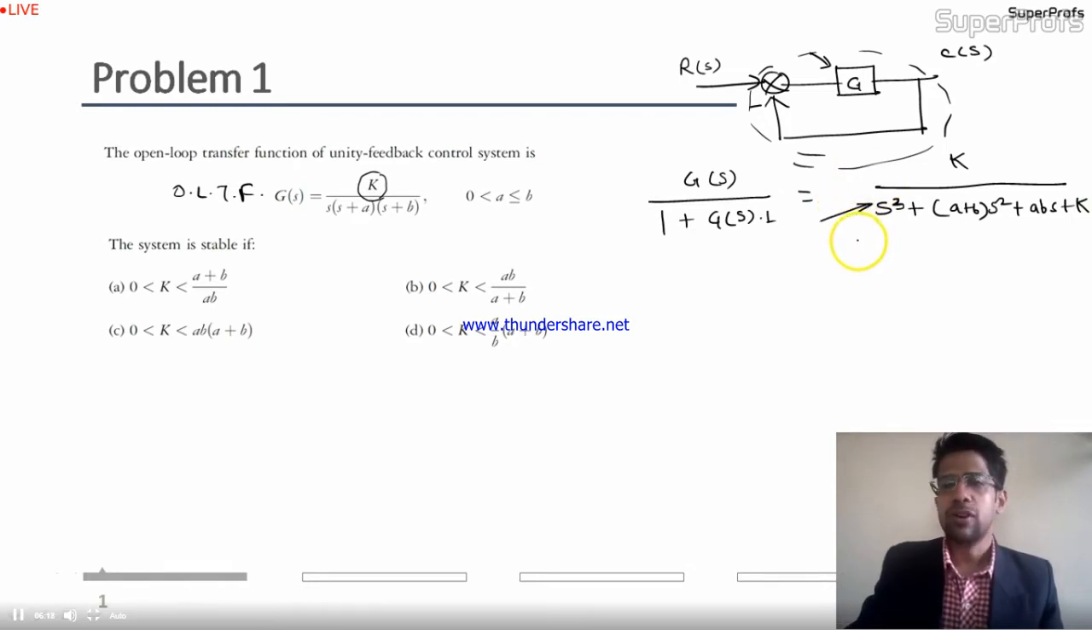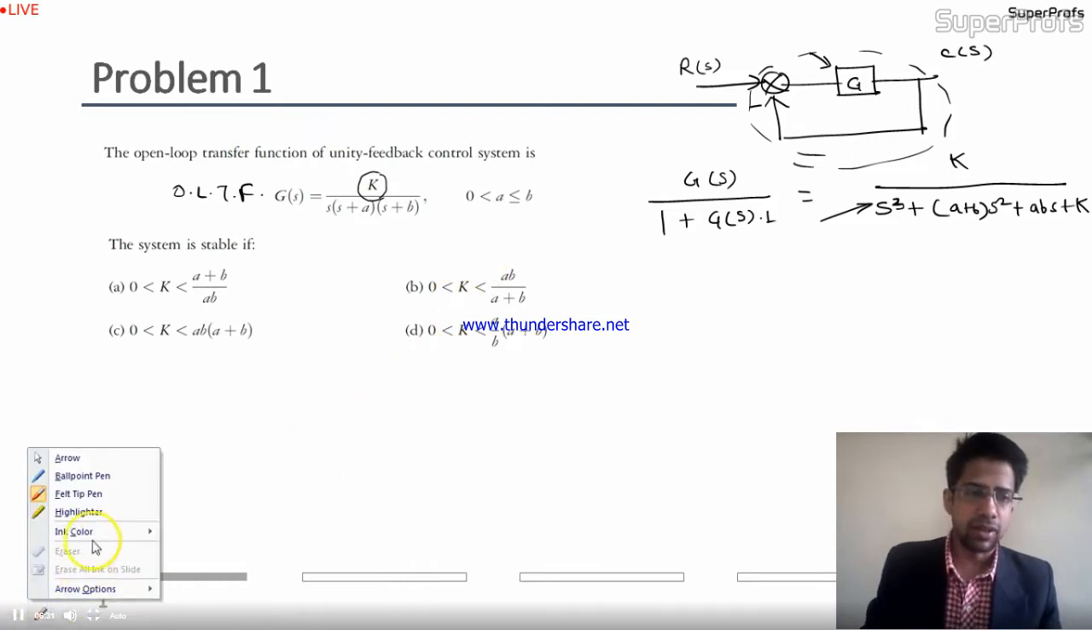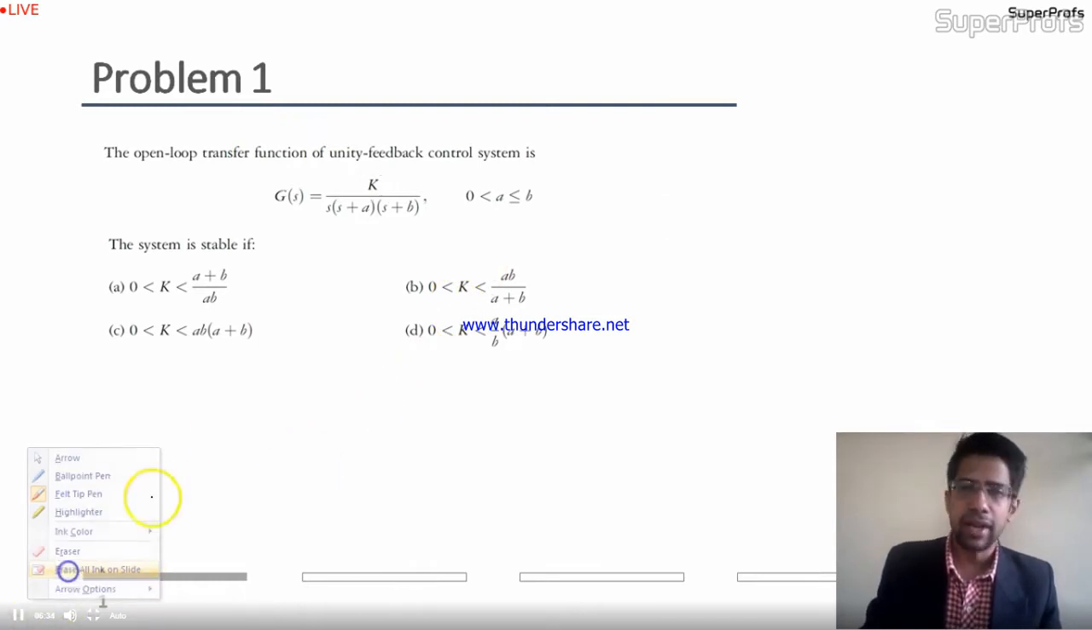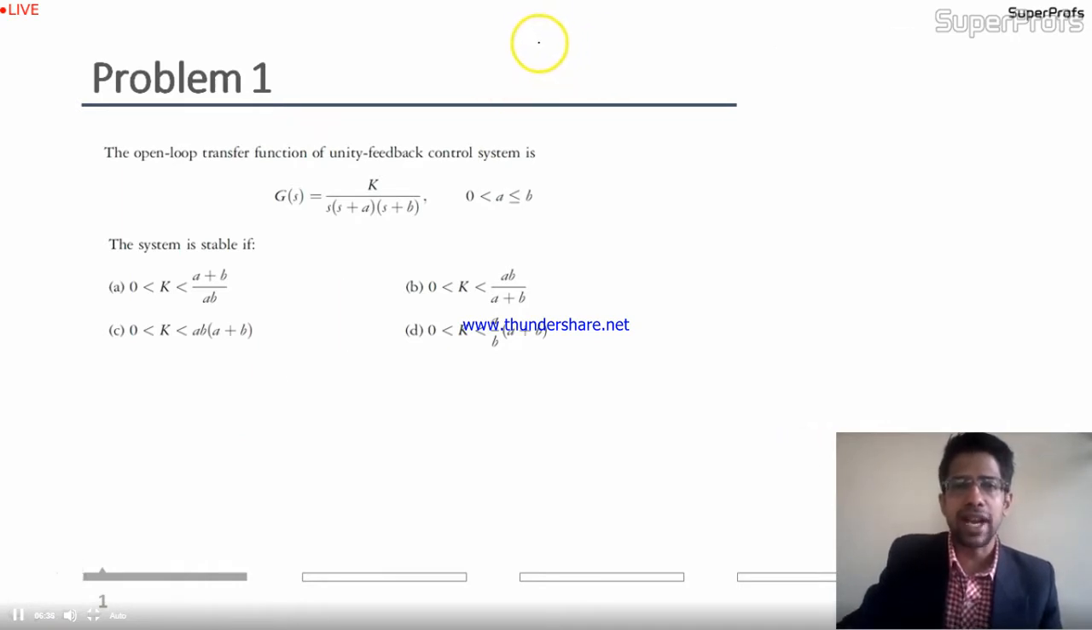Now, once you have found the characteristic equation, let us build a Routh array to check if the range of K is one of these options. Let me erase everything on the slide and let me write. Our characteristic equation from the closed loop transfer function was S cube plus (A plus B) S square plus AB S plus K.